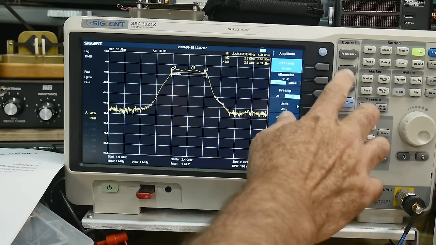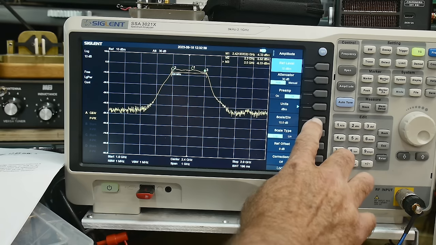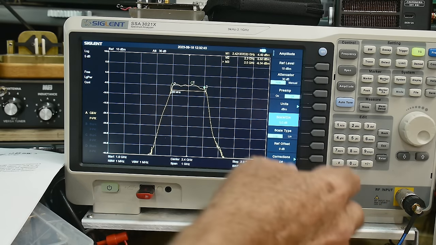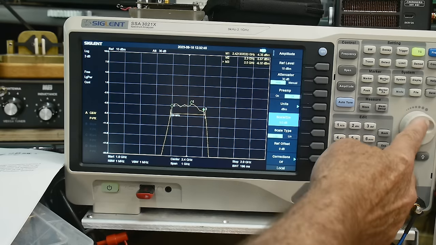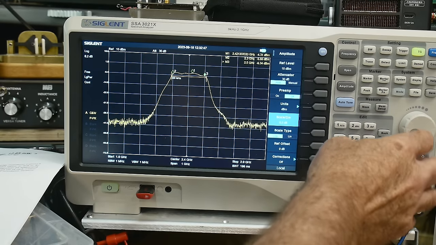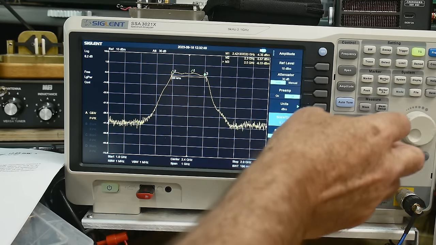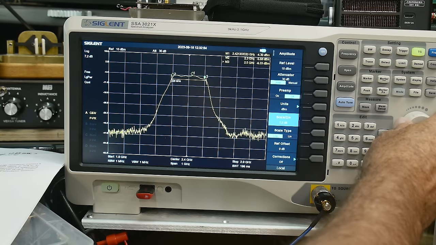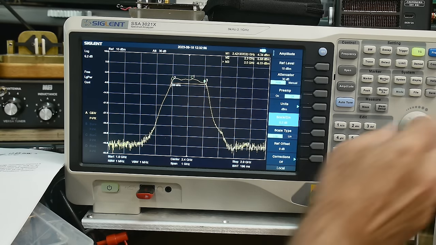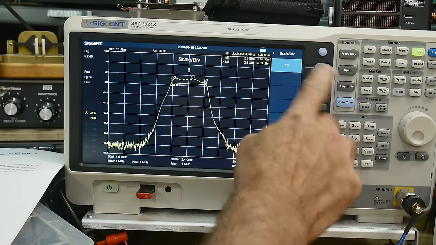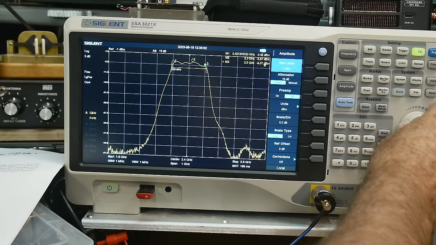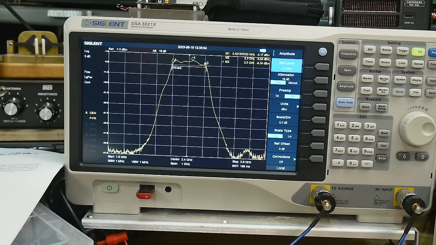Let's do amplitude scale. Let's do 5. Make it look a little bit nicer. Amplitude. Let's move this up. Yeah, there we go. And I changed the amplitude here. Scale per division. Oh, I'm changing scale per division. I wanted to go to 5. And then I wanted to do a reference level. Move that up. There we go. Yeah. There is our filter.